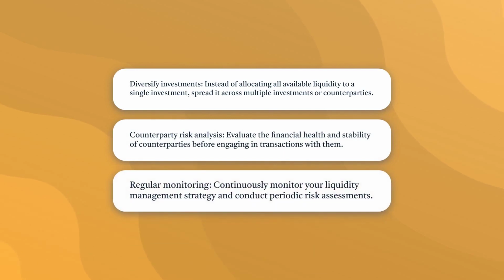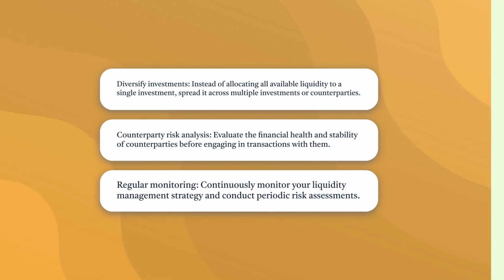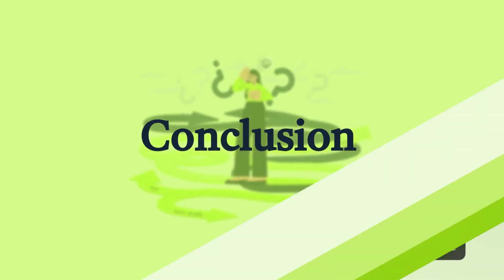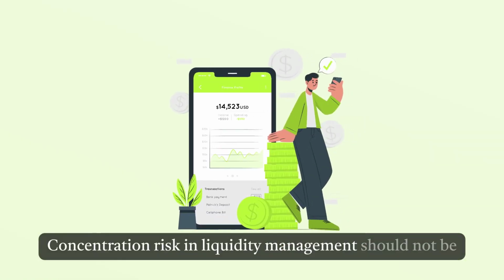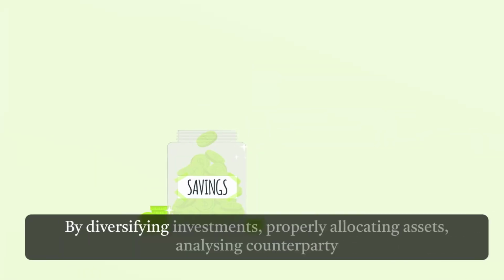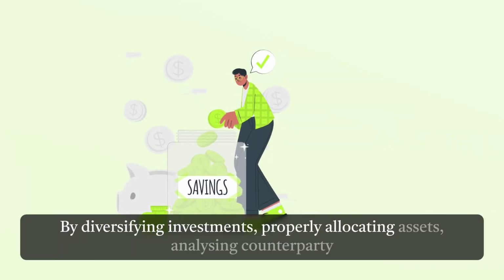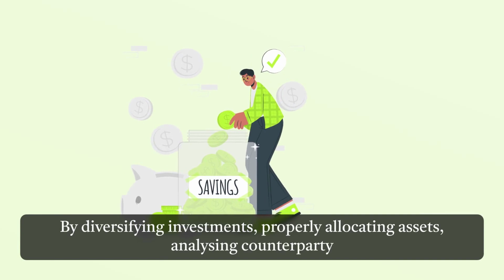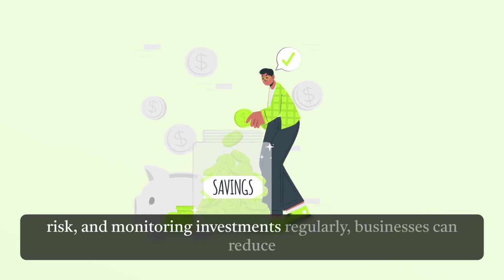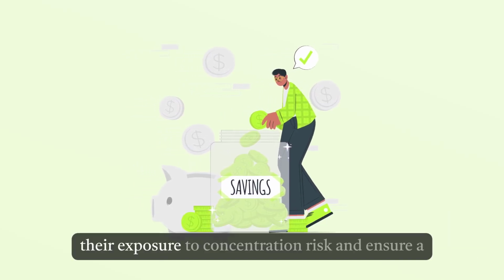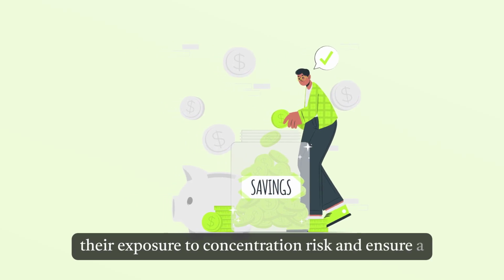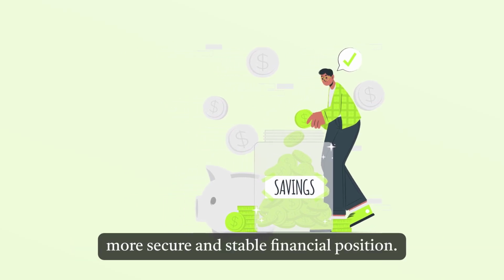Regular monitoring. Continuously monitor your liquidity management strategy and conduct periodic risk assessments. Conclusion. Concentration risk in liquidity management should not be ignored. By diversifying investments, properly allocating assets, analyzing counterparty risk, and monitoring investments regularly, businesses can reduce their exposure to concentration risk and ensure a more secure and stable financial position.